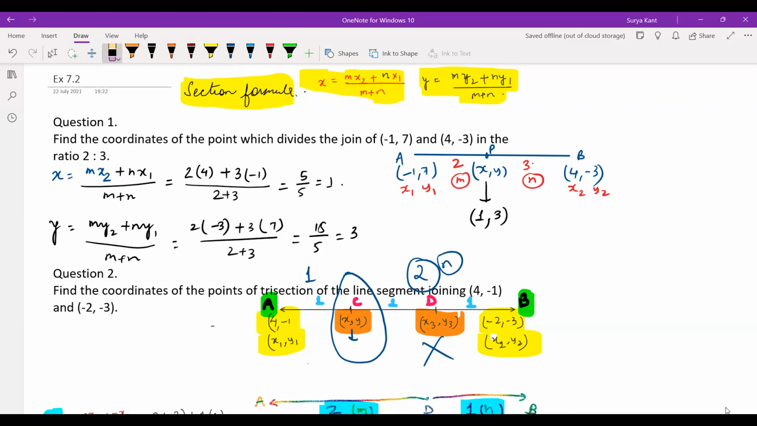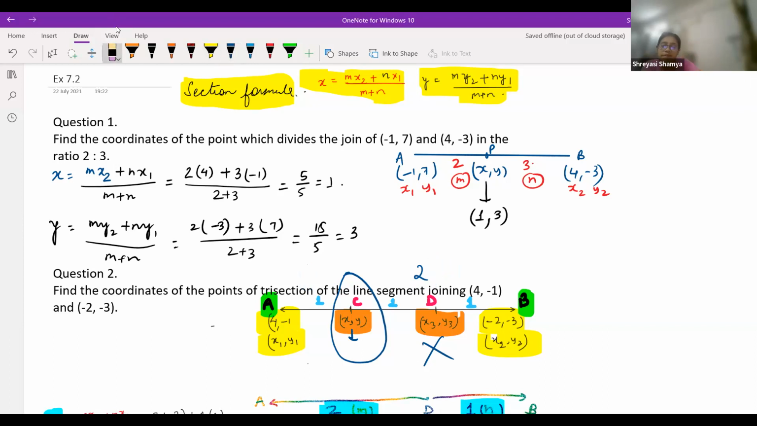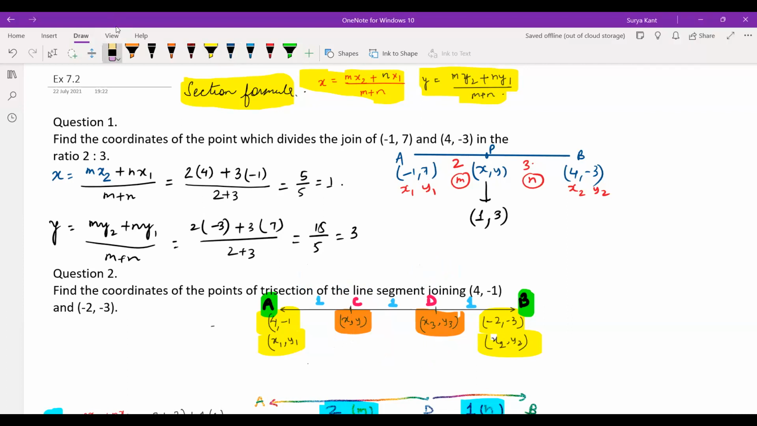M is equal to 1, N is equal to 2. That's all. Sir, is it okay if we first find x3, y3 and then x, y? Fine, anything you can do, no problem. So if you're finding D, you take it as 2:1. That's all. 2, this is 1.